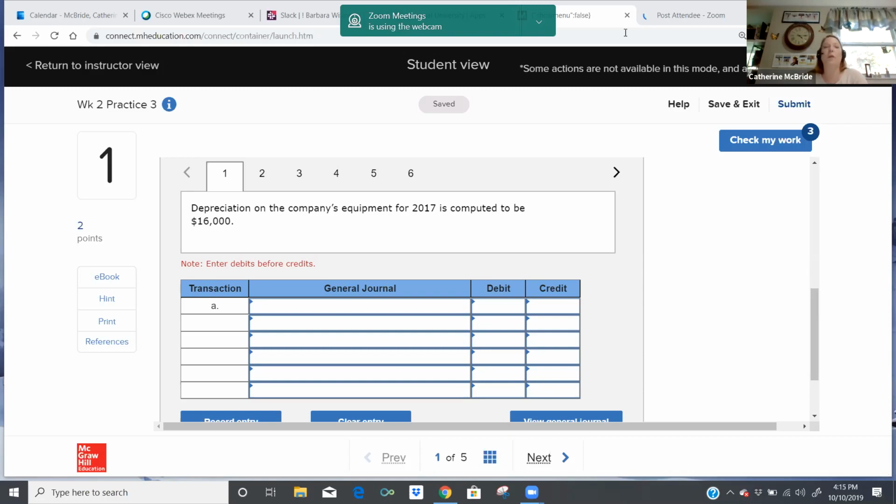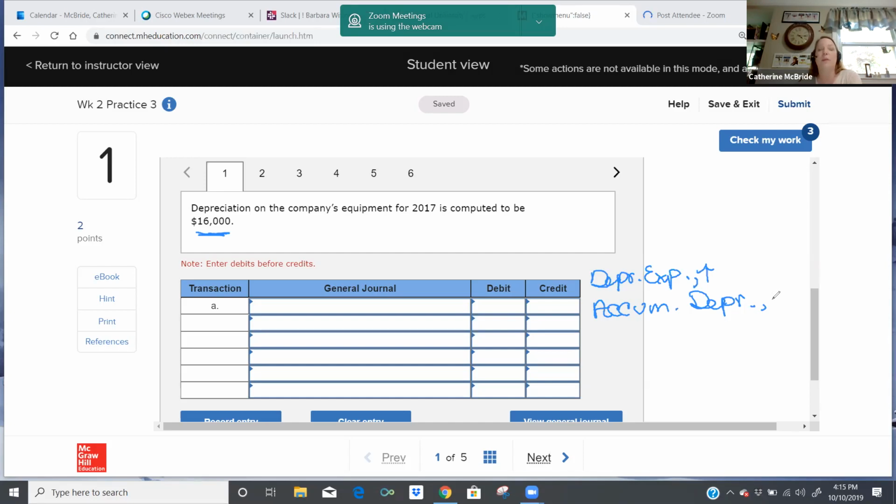All right, so the first account that we use here is depreciation expense. And then the other account is accumulated depreciation. Now we don't have to calculate anything because they already gave us how much the depreciation is. So are we increasing or decreasing depreciation expense? We're increasing it.